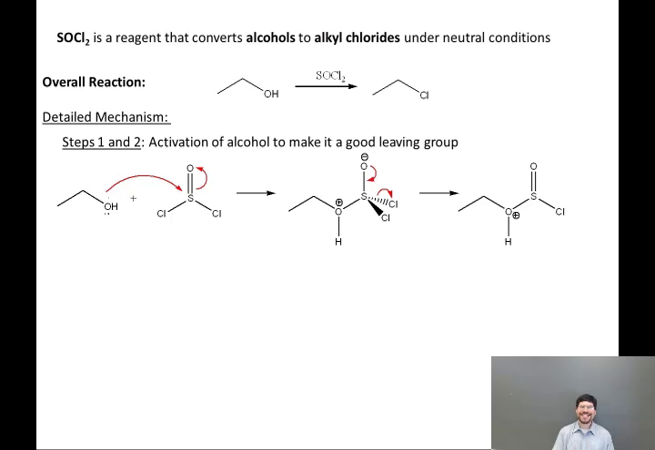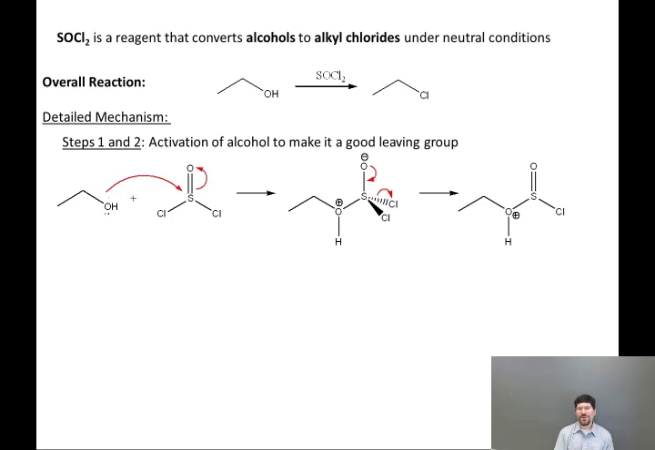This mechanism is slightly more complicated than the mechanism for PBr3, but it would be instructive to look at this mechanism because this introduces a pattern that we're going to see both in the next lesson and then again in a later unit when we start talking about additions to carbonyl groups. So initially we want to activate the alcohol to make it a good leaving group, but in this case the activation process is 2 steps instead of just 1 step. The lone pair on the oxygen will attack the sulfur just like the lone pair on the oxygen attacks the phosphorus in a PBr3 reaction.